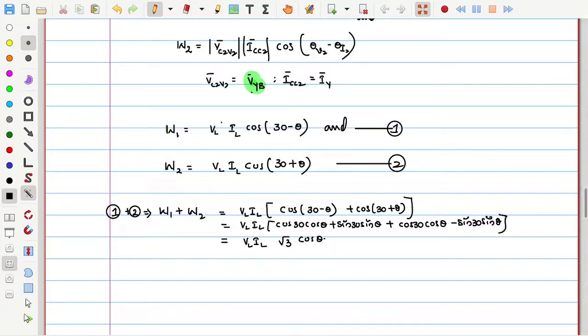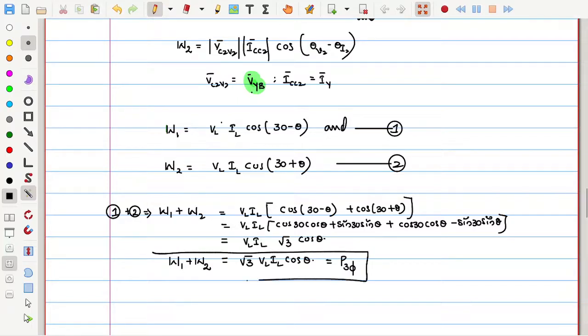So what we will get is root 3 cos theta, which is equal to root 3 VL IL cos theta. We have already seen three phase power. If you remember, recap back to the previous lecture. Root 3 VL IL cos theta, what does it represent? It represents three phase active power. So if I add these wattmeter readings, I get the total three phase active power, which is a very important conclusion.